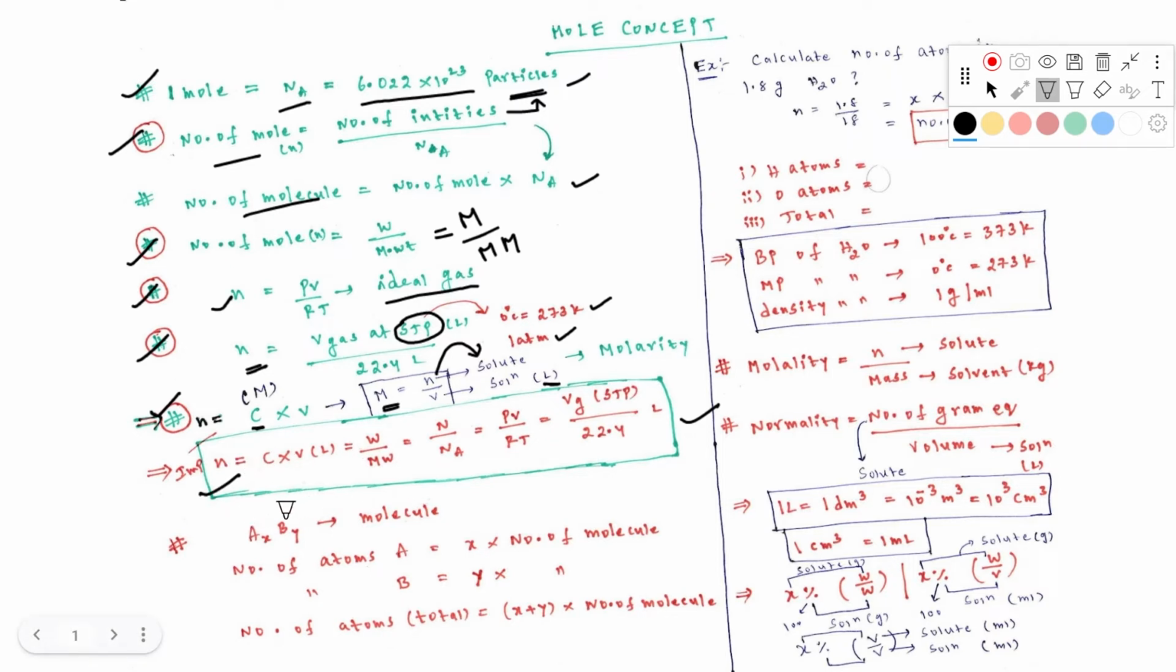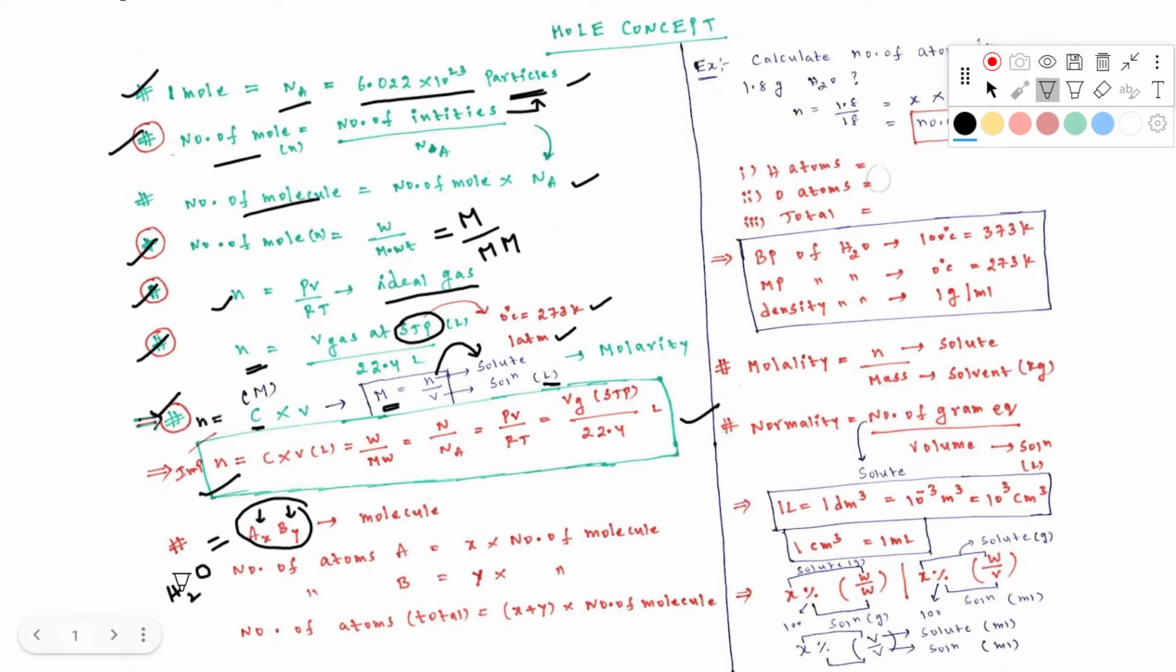Now, if I give you one molecule, AXBY molecule, and I'm asking you to calculate how many number of A atoms are there, how many number of B atoms are there, and how many number of total atoms are there. If I ask you like this, can you calculate? Definitely you can calculate. Suppose I'm giving here water molecule. Okay, I'm giving water molecule. How can you calculate this? Just compare this molecule with this water molecule.